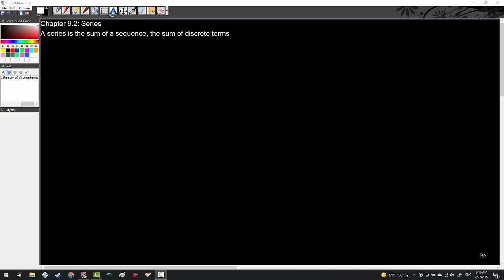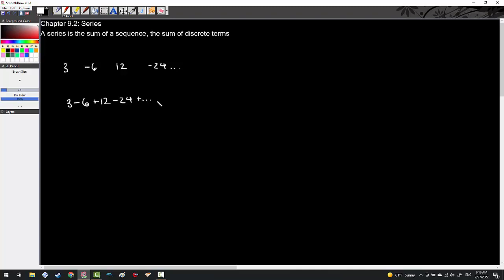So in the last chapter, we had something like 3, negative 6, 12, and negative 24, and then dot, dot, dot. That was a sequence, right? It was just a bunch of terms that were following literally sequentially after each other. But in a series, it's going to look more like this: 3 minus 6 plus 12 minus 24, and then plus dot, dot, dot. And it's just going to keep on going until we tell it to stop, or it may never stop if we have it go to infinity.